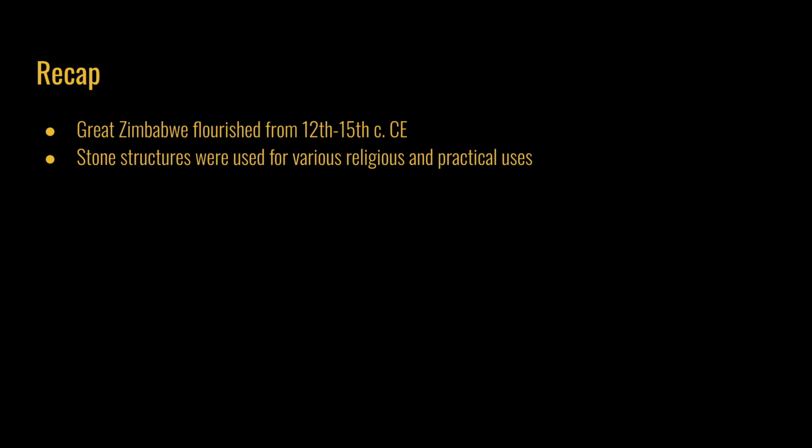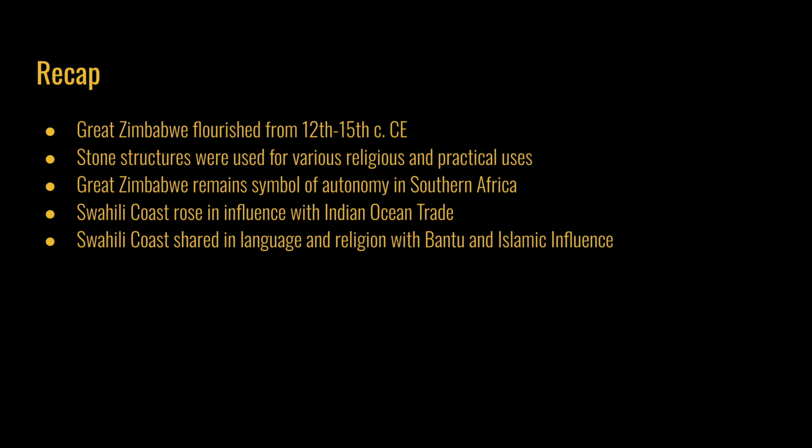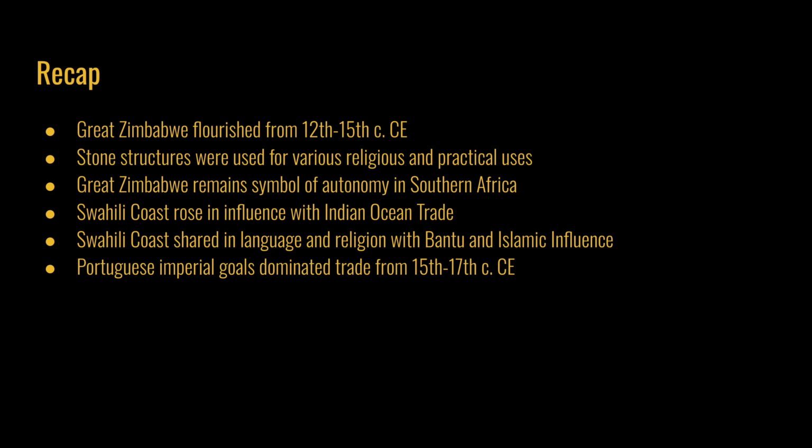And finally, here's our recap. Great Zimbabwe flourished from the 12th to the 15th century CE. The stone structures there were used for various religious and practical purposes, reflecting the advanced engineering skills. Great Zimbabwe continues to be a symbol of autonomy in southern Africa. The Swahili Coast rose in influence due to Indian Ocean trade, with its city-states sharing language and religion, influenced by Bantu and Islamic cultures. Portuguese imperial goals dominated trade on the Swahili Coast from the 15th to the 17th century.